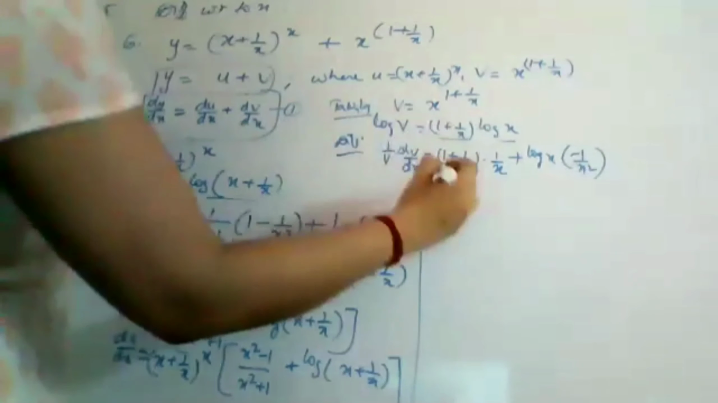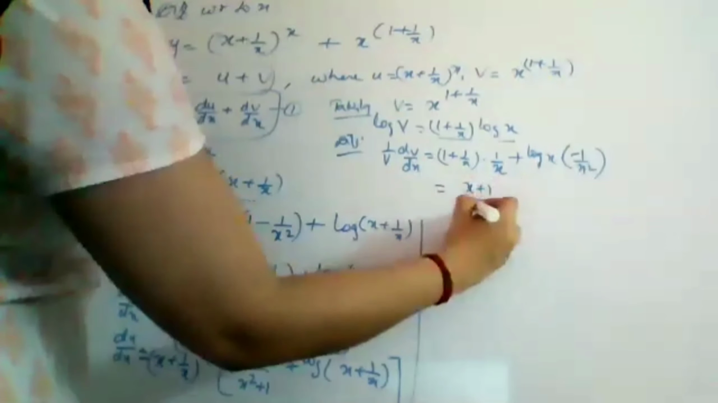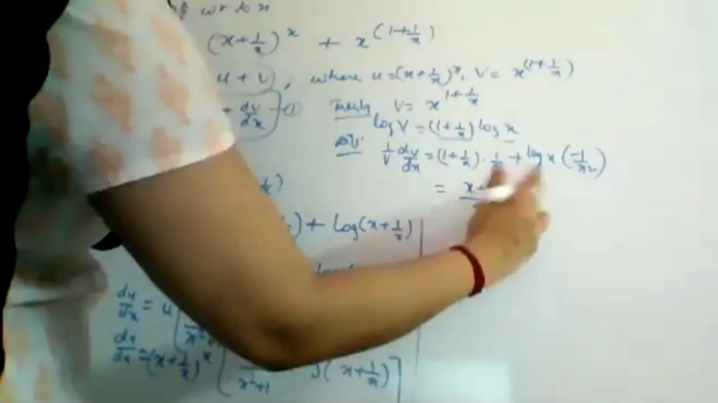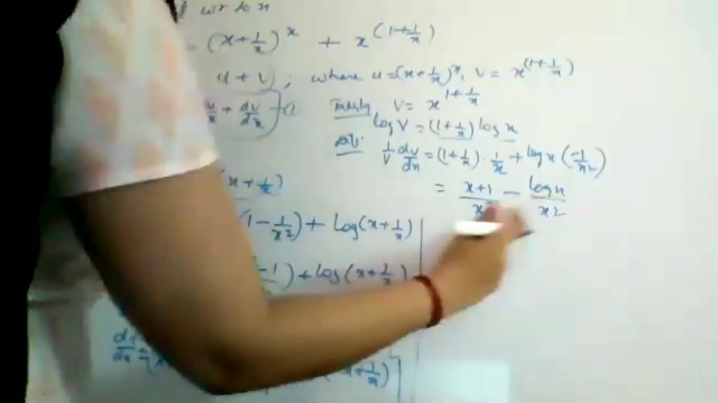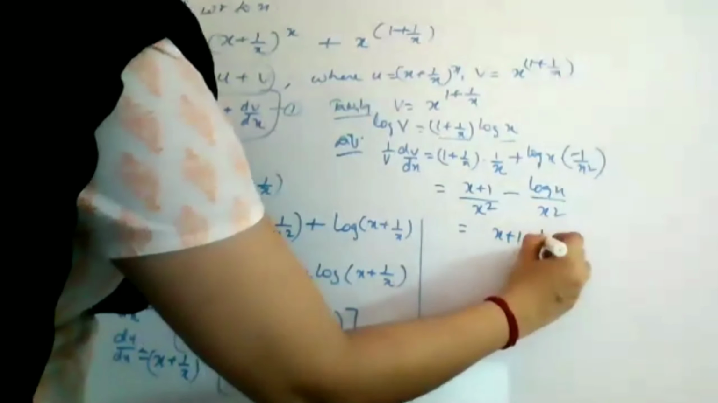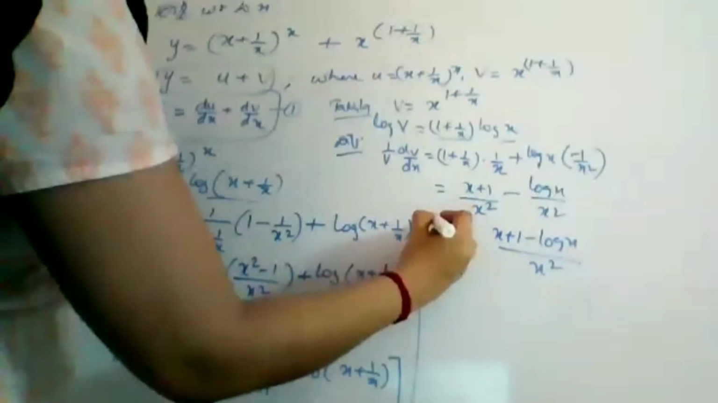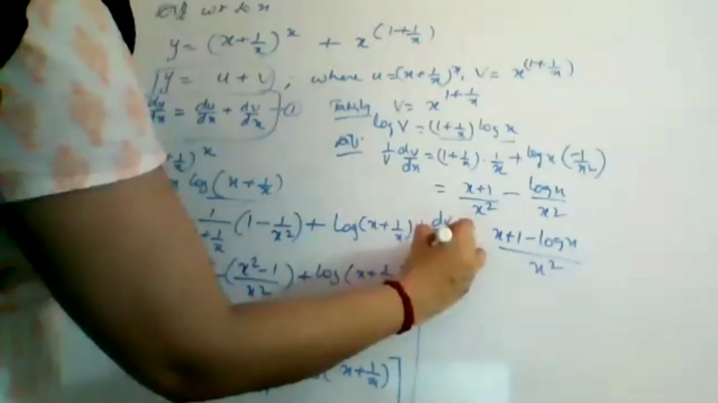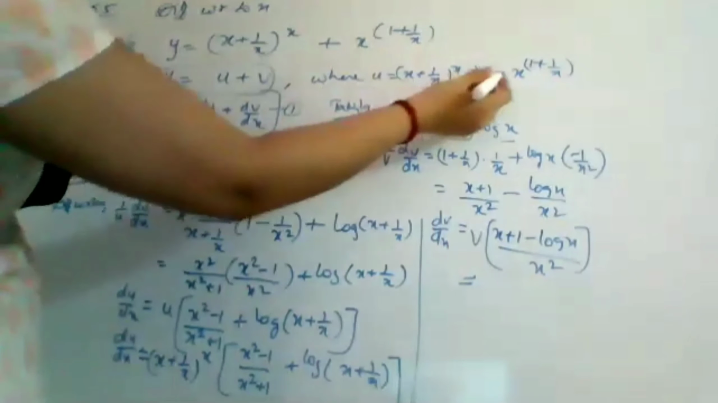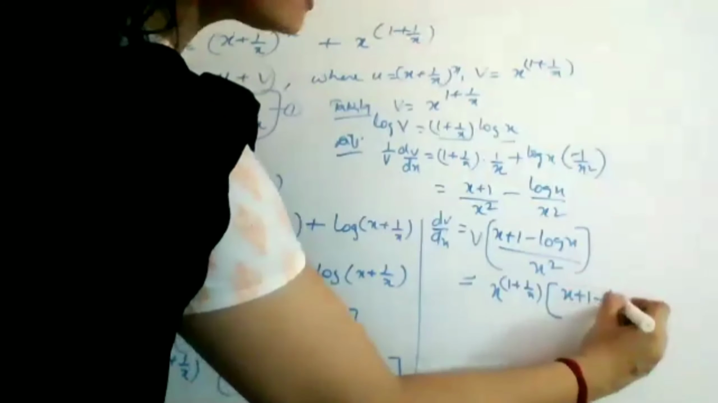Okay. So again, if you want, you can take the LCM. What you are getting is x plus 1 by x square, and here you have minus log x by x square. Both have the same denominator, you can just combine it. That gives you x plus 1 minus log x divided by x square. Okay. This is your 1 by v into dv by dx. So what will be dv by dx? v into, replace the value of v. What is v? x raised to 1 plus 1 by x into (x plus 1 minus log x) divided by x square.